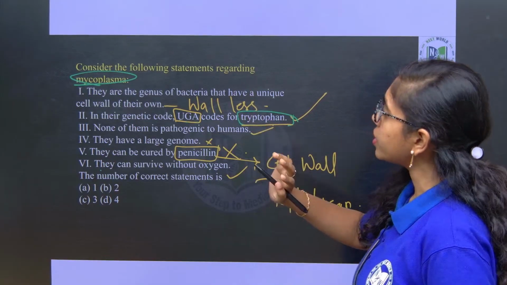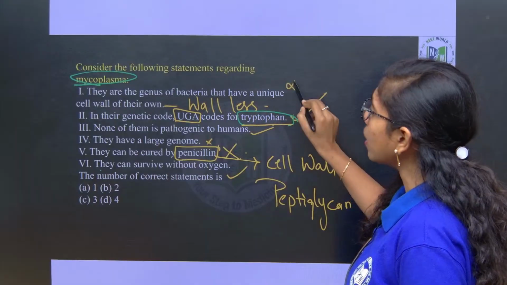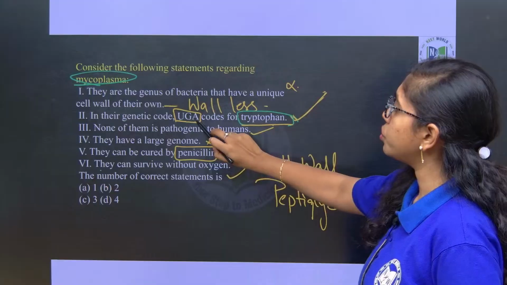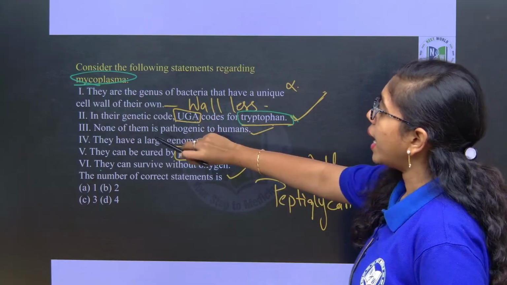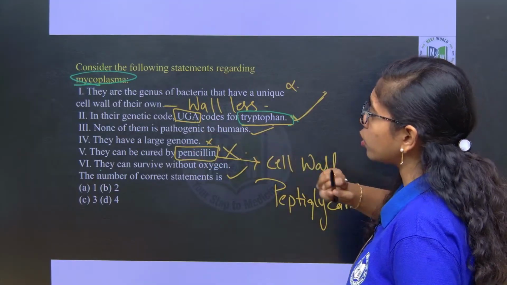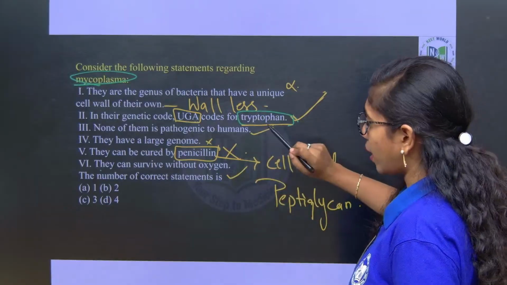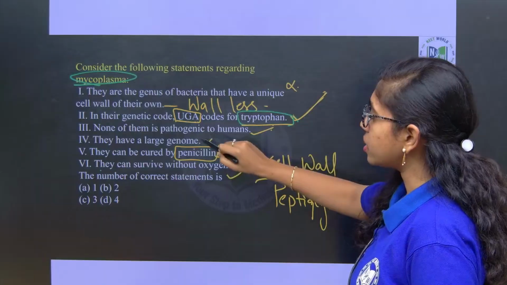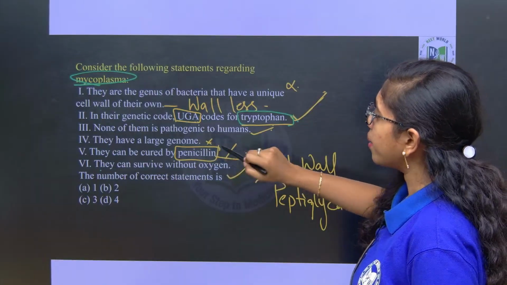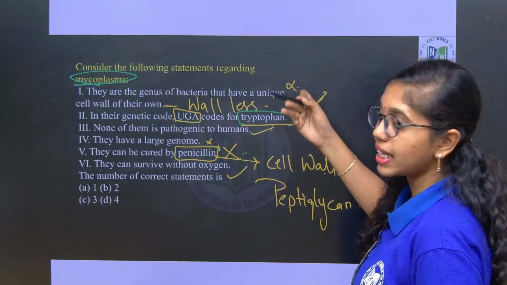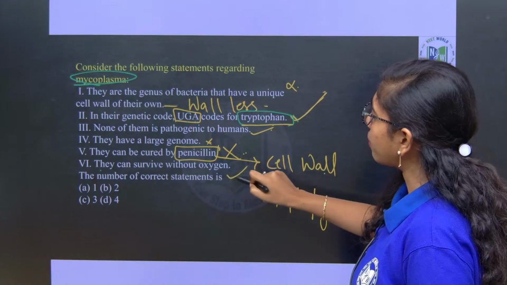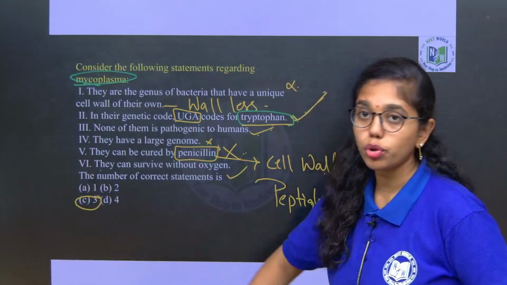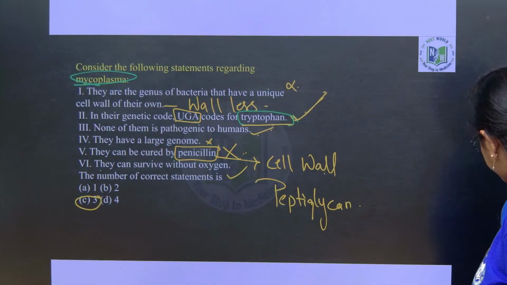So here how many statements are correct? First is wrong as it is wall-less. Second is correct because in Mycoplasma UGA is coding for tryptophan. None of them is pathogenic to humans, correct, because they are pathogenic to cattle and plants. Next, they don't have a large genome, and penicillin will not act because they don't have a cell wall. Next, they can survive without oxygen. So 1, 2, 3, only 3 statements are correct, we have to go with option C.